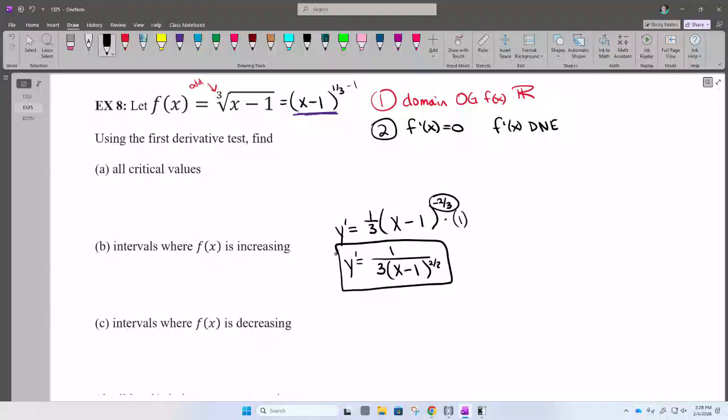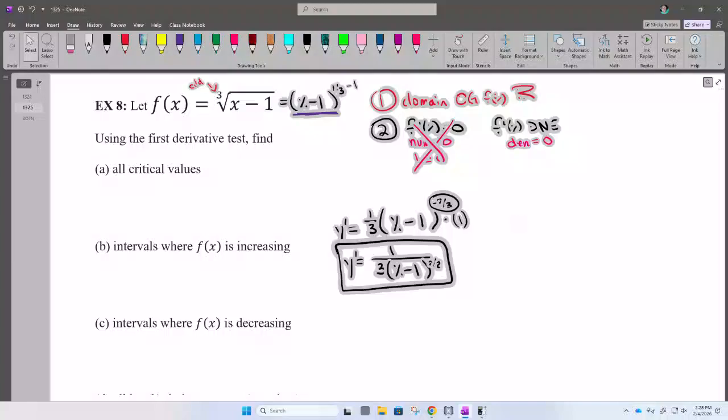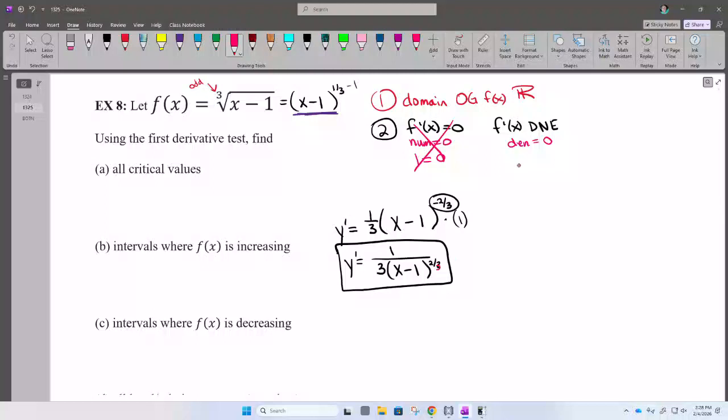And I'm looking for two things. Where does it equal 0? Where does it not exist? It is a rational function, so it's going to equal 0 wherever the numerator equals 0. Our numerator is 1. 1 will never equal 0, so that's not going to get me any critical values. Where does this derivative not exist? That's where the denominator equals 0. I don't have to worry about the 3 in front or the fact that it's raised to the 2/3 power. What I am concerned with is what's going to cause the inside parentheses to be 0. And I get x equals 1.